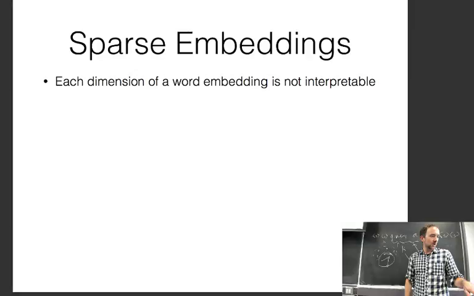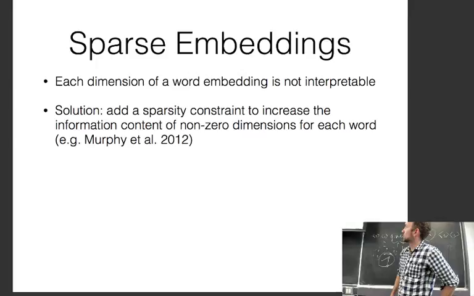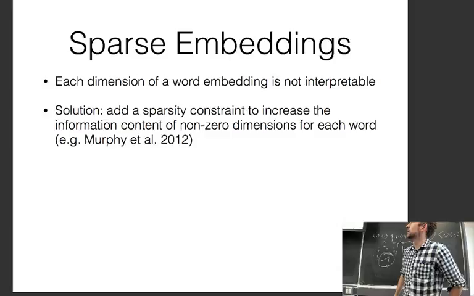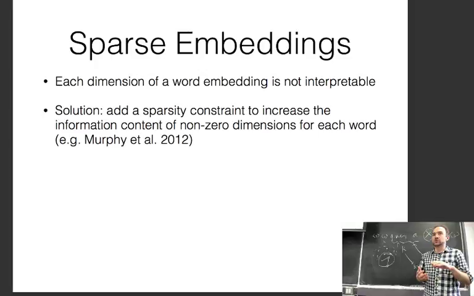One example from the count-based framework, and there's a couple other examples from the prediction-based framework, is you add some sort of sparsity constraint, which will try to force most of the dimensions in the embedding to be zero. And if you force most of the dimensions to be zero, you hope that each individual dimension of the embedding will have more information, because the ones that are active will have to encode some information about the word.